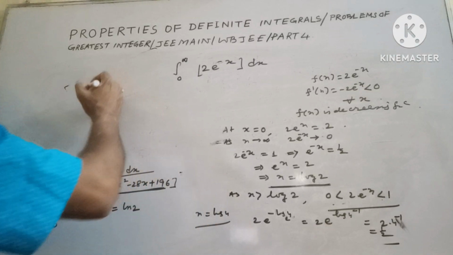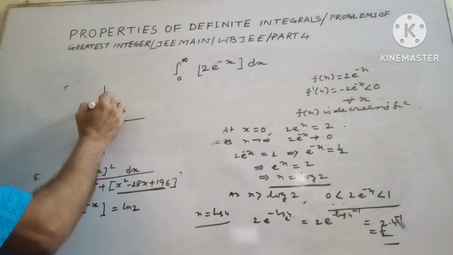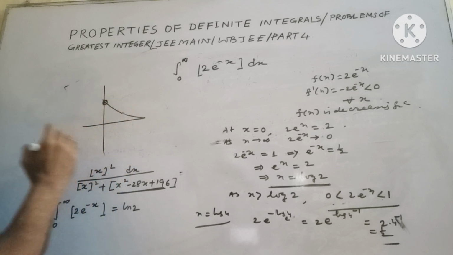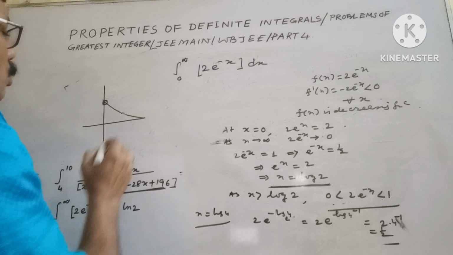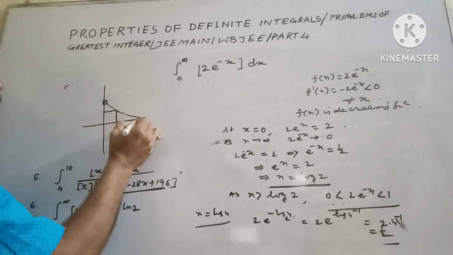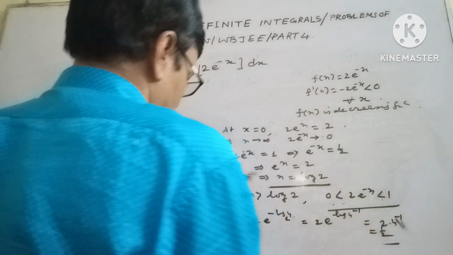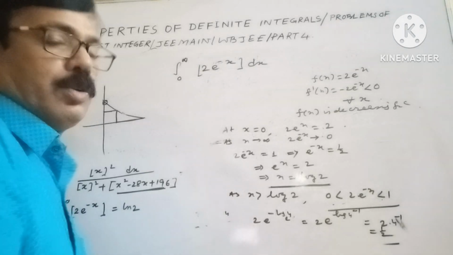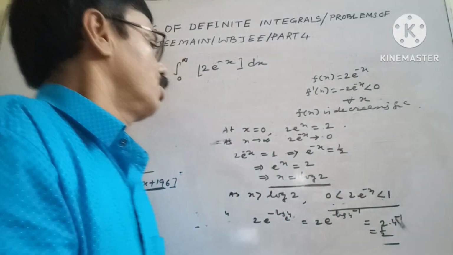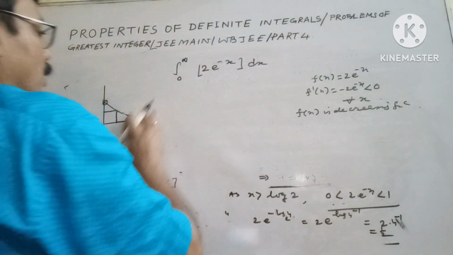It is a decreasing function. At x equals 0, the value is 2. Then at x equals log 2, the value is 1. And for x greater than log 2, it lies between 0 and 1. And you know, for values between 0 and 1, the greatest integer function is 0. So you have to recall this result.